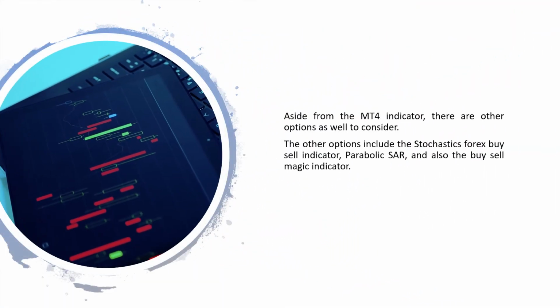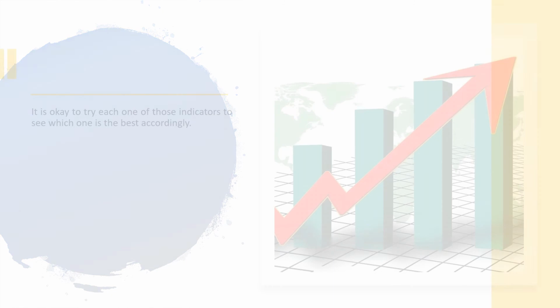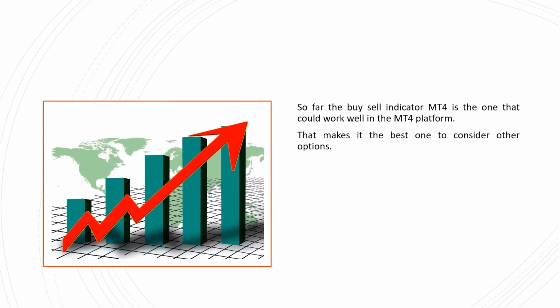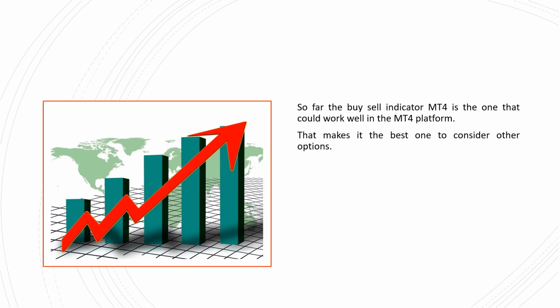Aside from the MT4 indicator, there are other options as well to consider. The other options include the Stochastics Forex buy-sell indicator, Parabolic SAR, and also the buy-sell magic indicator. It is okay to try each one of those indicators to see which one is the best accordingly. So far, the buy-sell indicator MT4 is the one that could work well in the MT4 platform. That makes it the best one to consider among other options.